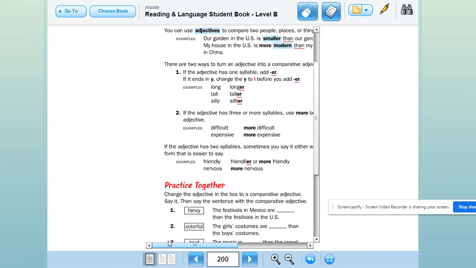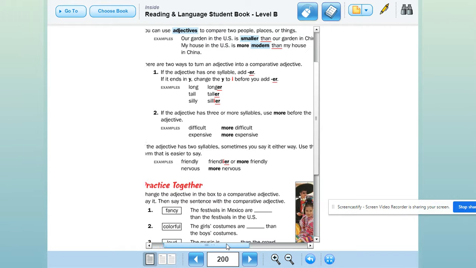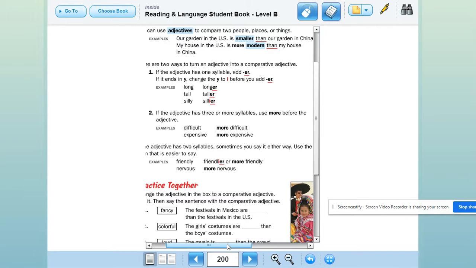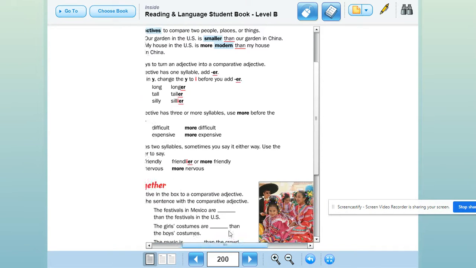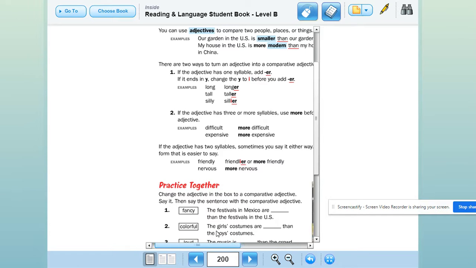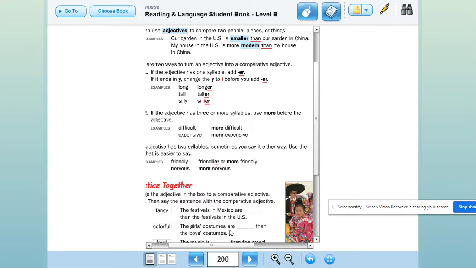If you look at the next examples, if the adjective has two syllables, sometimes you can say it either way. So if it has two syllables, you can add -er or you could say more. Use the form that is easier to say. For example, friendly is two syllables. So I could say, my friend is friendlier than this person, or I could say my friend is more friendly. So I could use both ways if the word is two syllables.